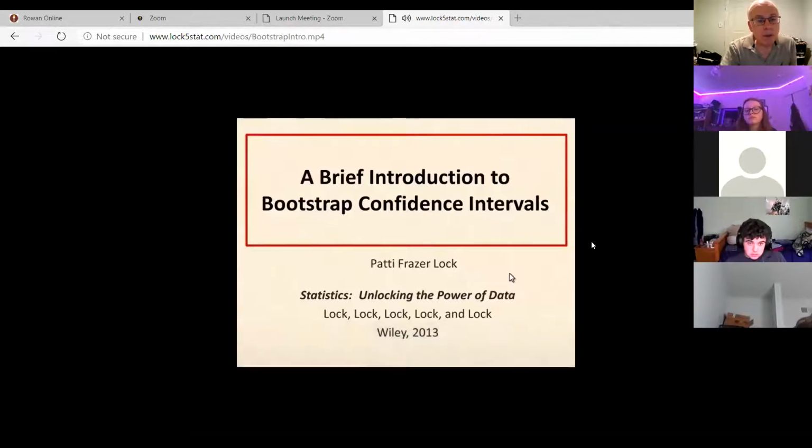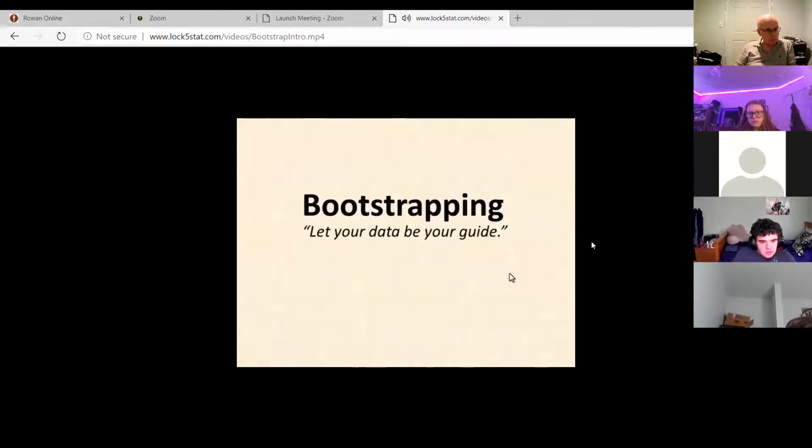Hi, I'm Patty Fraser-Locke, and this is a brief introduction to Bootstrap confidence intervals. Bootstrap confidence intervals are a way to create confidence intervals using only the data in your sample and some very basic ideas from descriptive statistics. So bootstrapping, key phrase, let your data be your guide.